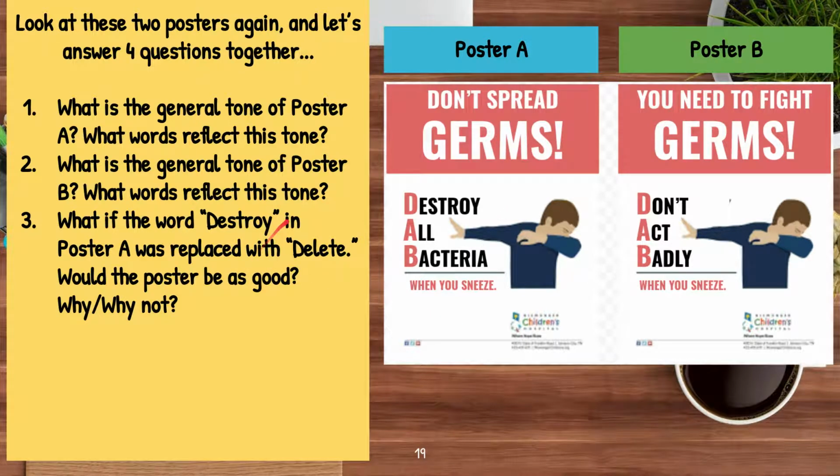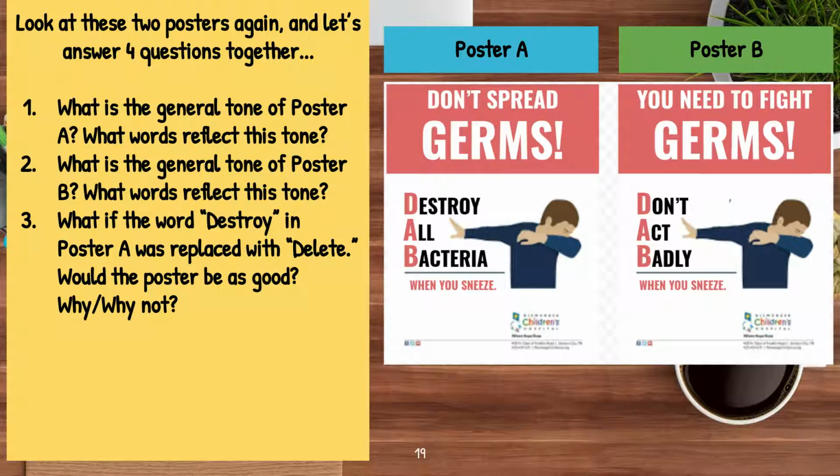So what if the word destroy in poster A was replaced with delete? Would the poster be as good? Why or why not, right? Don't spread germs. Delete all bacteria when you sneeze. There's something really weird about using the word delete, right? It's another word that means to get rid of something, and it also starts with a D, so it would work there. But we don't use the word delete when we think about getting rid of germs and bacteria, right?